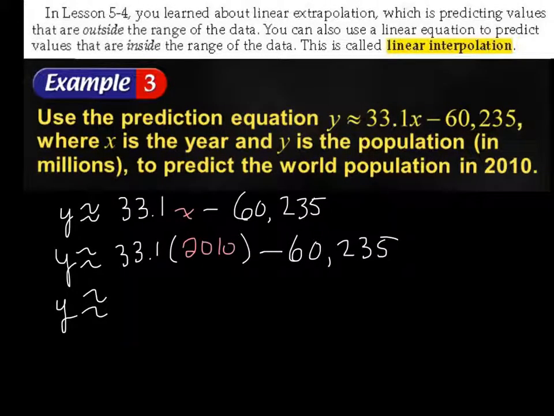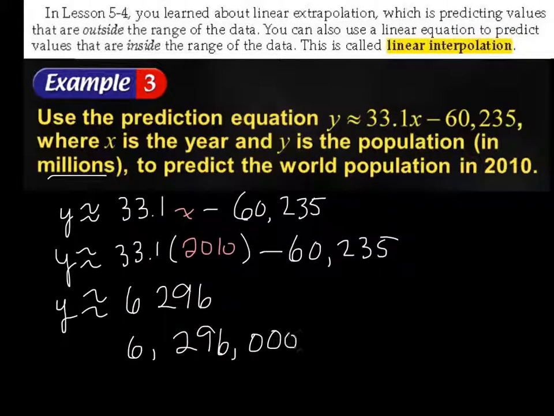So now they want us to take that prediction equation we just made, which if you pick different points, you may have gotten a different equation, where x is the year and y is the population in millions, to predict the world population in 2010. So it's a function, so where there was an x, we're going to replace it with 2010 and see what we get. And typing that into the calculator, we get 6,296, but remember that was in millions, so we need to fix that. It would actually be, that's millions, so I need 1, 2, 3, 4, 5, 6 zeros after that.